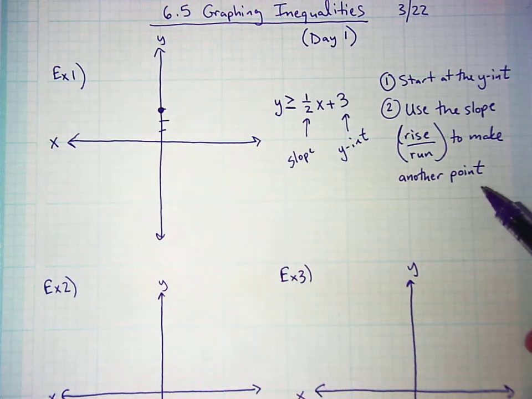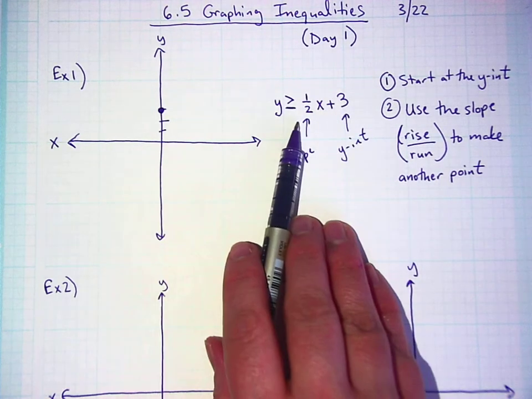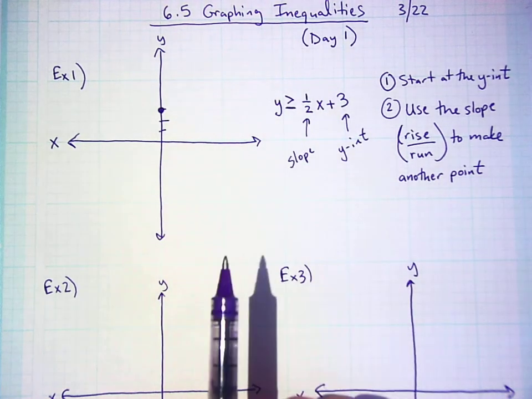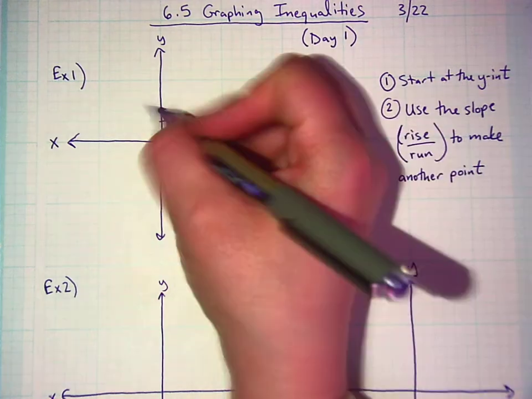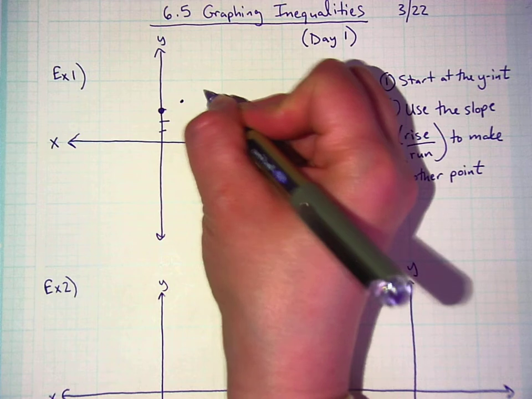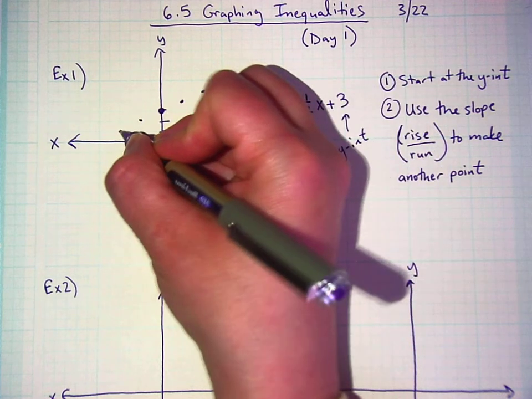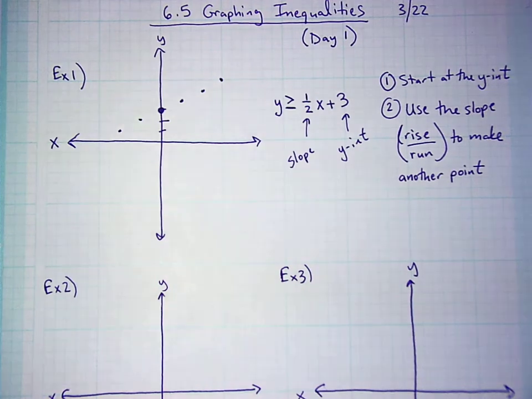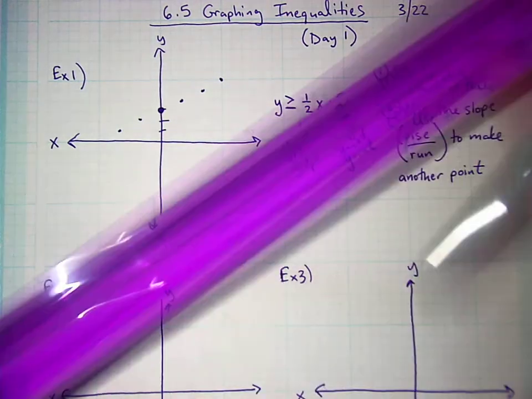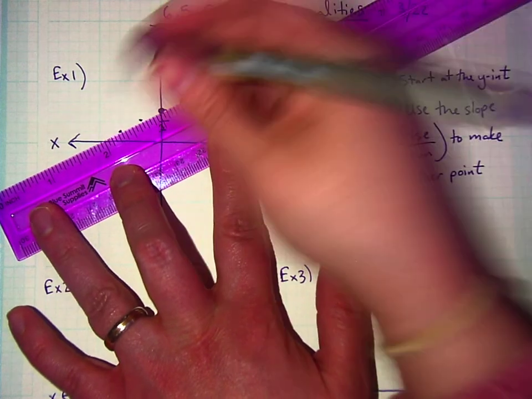Okay, so we've got the y-intercept here, which is 3, and then how do we use the slope to make another point, guys? Where should I go? Up 1 over 2. Everybody going up 1 over 2, up 1 over 2, up 1 over 2. You can go backwards too. How many times do we have to do that? 2.